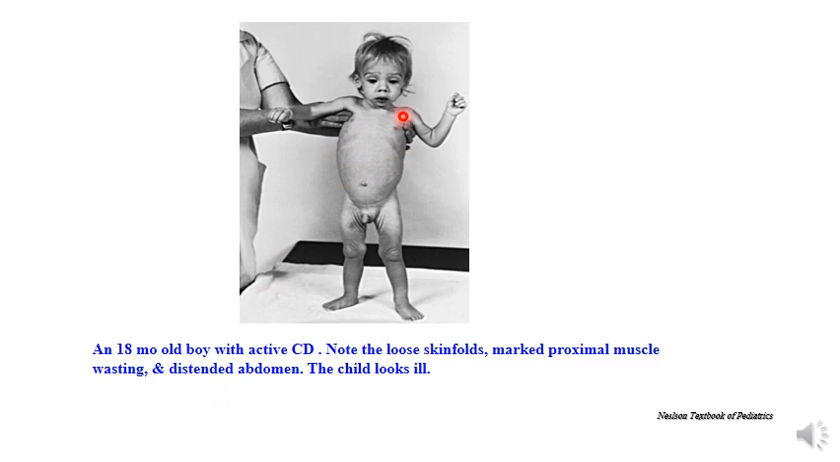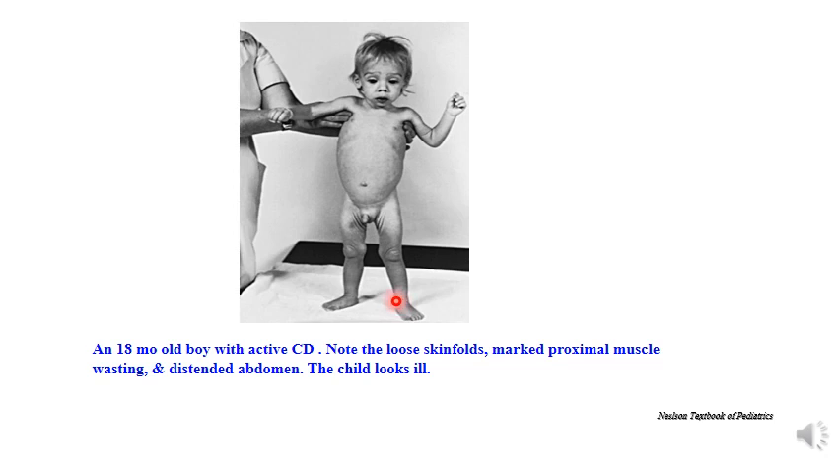Here is a picture of a child with celiac. This is a 1.5-year-old boy with active celiac. Note the loose skin fold in the axilla and in the medial aspect of the thigh, and the prominent ribs. Pale, hair is thin, wasted, and some mild edema here, marked proximal muscle wasting, abdominal distension.